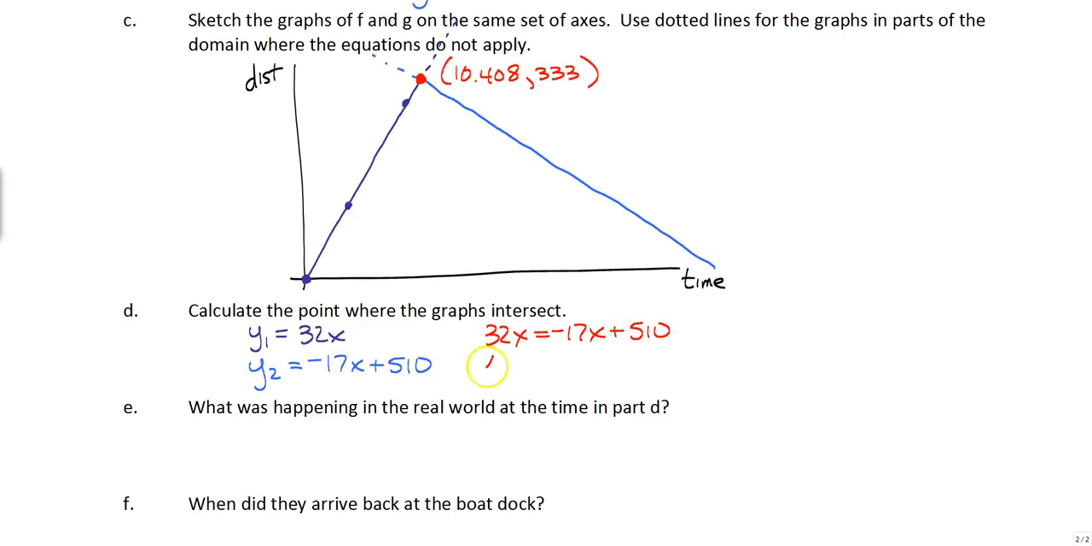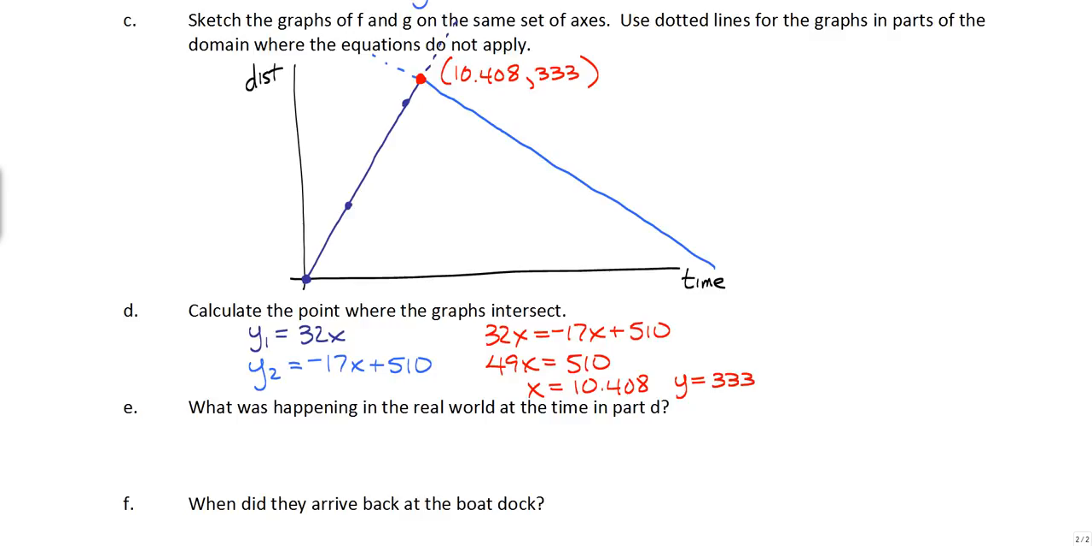Add 17x to both sides. That's going to give you 49x is equal to 510. Divide both sides by 49, and you're still going to end up with 10.408. So see, your calculator knows what it's doing. But then you would have to substitute that back into 32 times 10.408, and that's how you're going to end up with y is equal to 333.